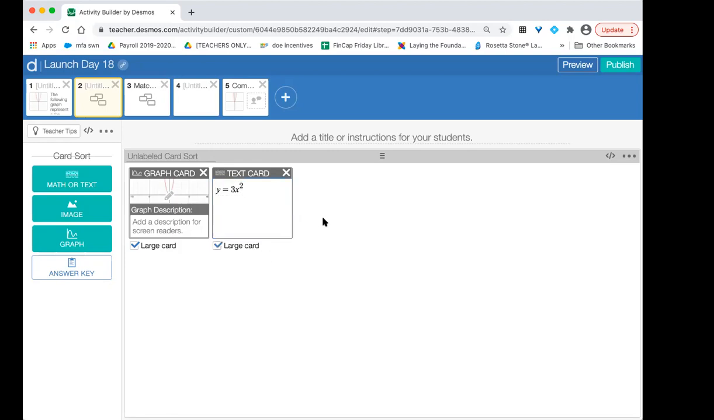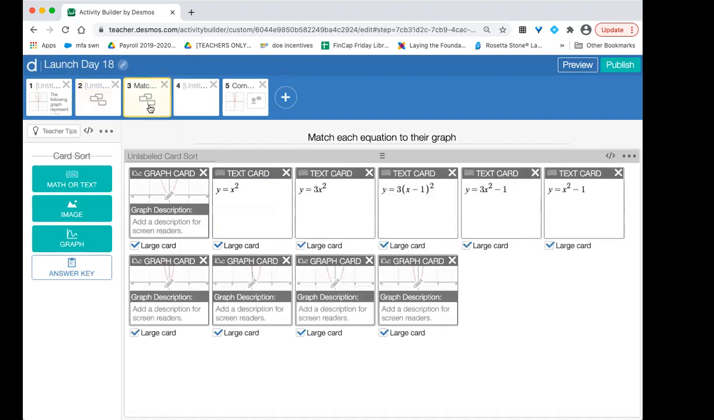So I would click large card. Again, the large card is not mandatory, but it does help students see these images better. You want to do this for all four graphs and all four actual equations, and then that'll be your card sort for your warm-up. I've gone ahead and made them for all the graphs and equations here. One thing to note is that you can always put in the answer key, and I highly recommend it for a situation like this, so you can see if students are getting it right in real time.